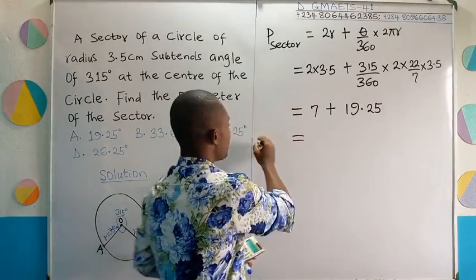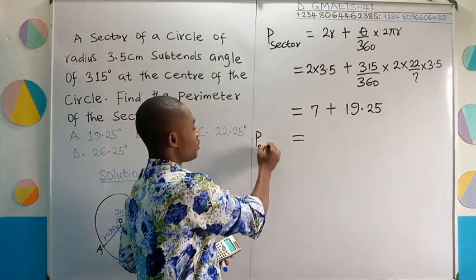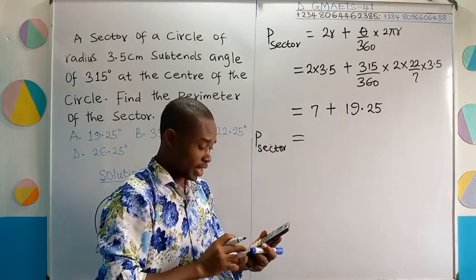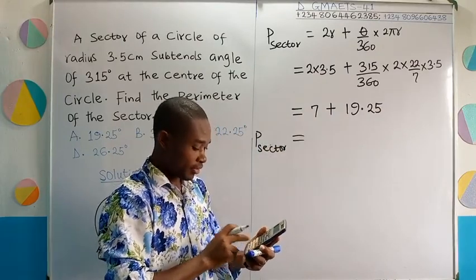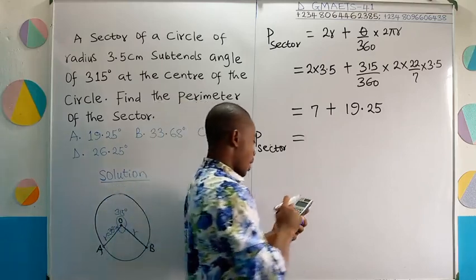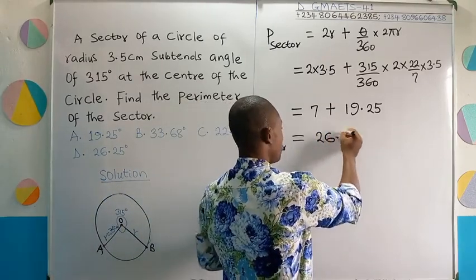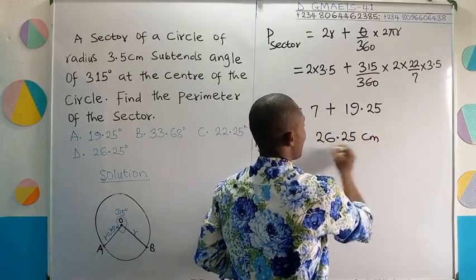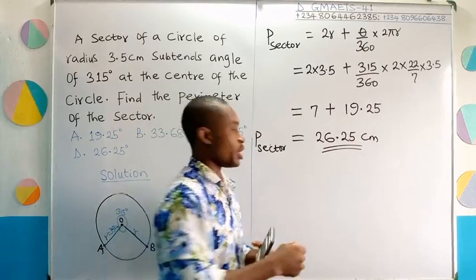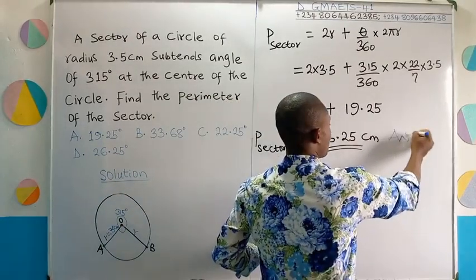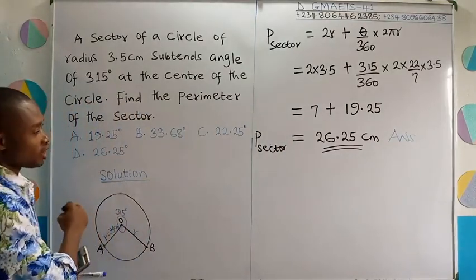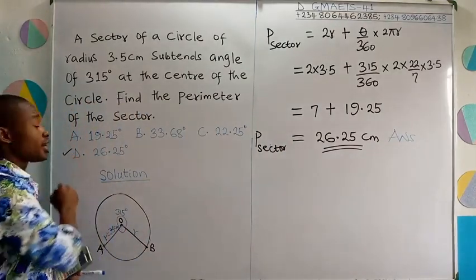And so adding up this 19.25, the perimeter of the sector, to this 7, let's find out what we are going to get. 7 plus 19.25. So I got 26.25. Perimeter is the same as the distance around the shape you are dealing with. So the perimeter of this sector is 26.25. And of course, going back to our options, the correct answer is what? D.